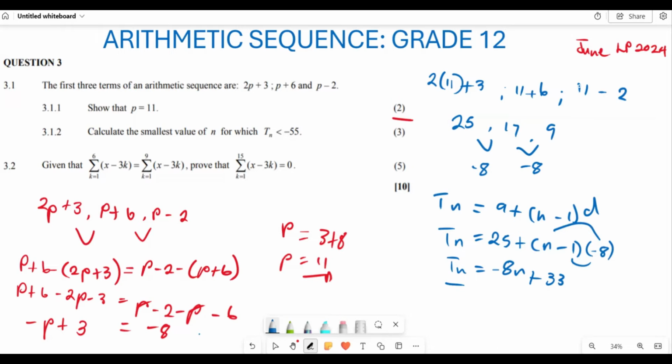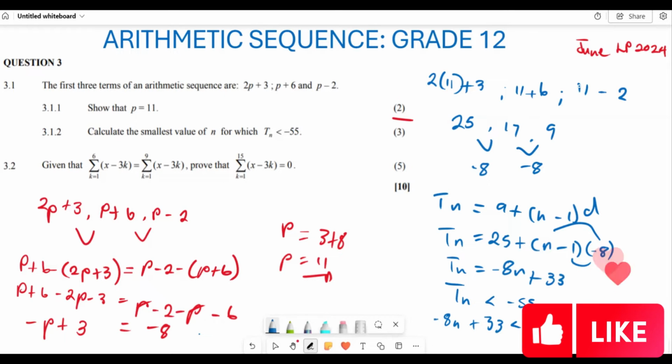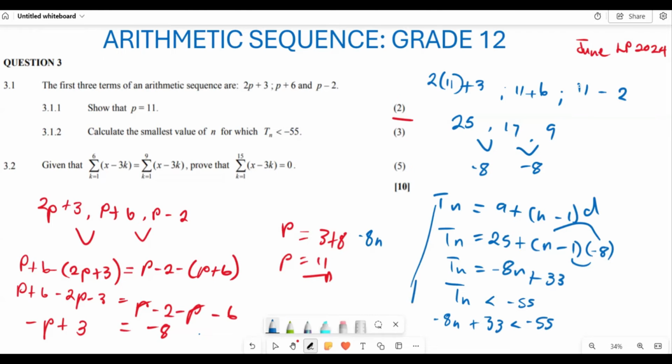Now they said they are looking where your Tn is less than -55, right? So this is going to be the same as -8n plus 33, right, is less than -55. Isn't that what they wanted us to do? And then from here, you are going to collect like terms, which means you are going to have -8n, right? This is -8n.